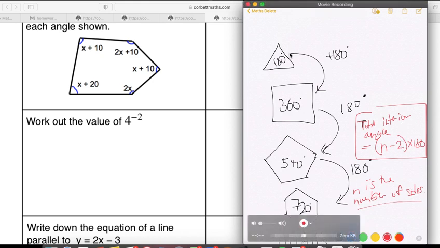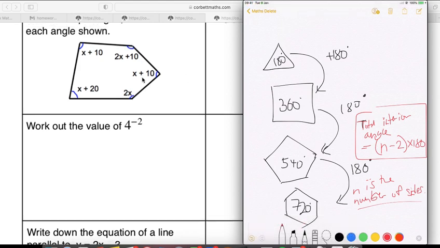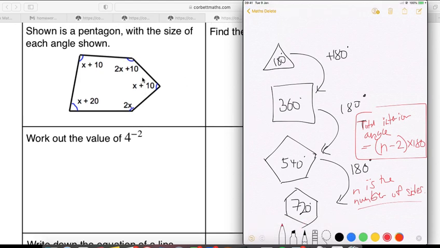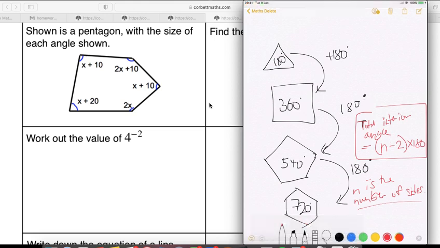Yeah, and we can also see with the triangle, which has three sides, substitute 3 in there where n is. So 3 take away 2 is 1. 1 times 180 is 180, and that's the total interior angle of a triangle. Cool. Yeah, so that's sorted. Now we've got a formula.